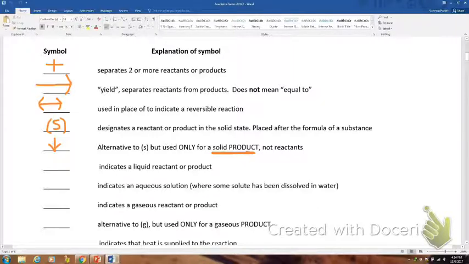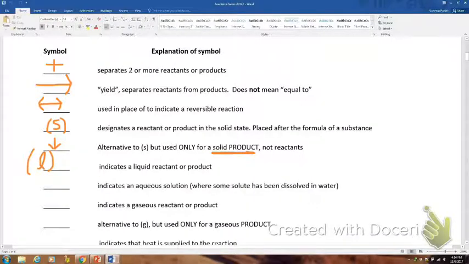For liquids, we indicate with an (l), and I do a cursive l. I try to do a cursive l. Apparently I don't do a very good one, but I try to do a cursive l to show that, because if I was to put just a lowercase l, you might think it's a 1.